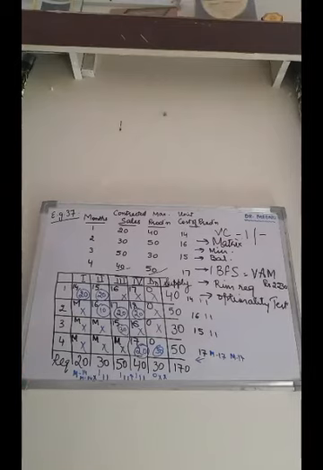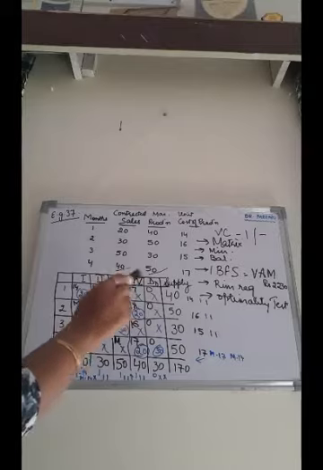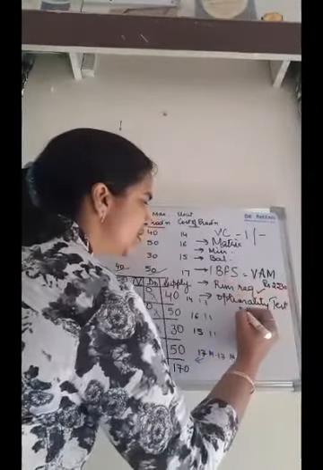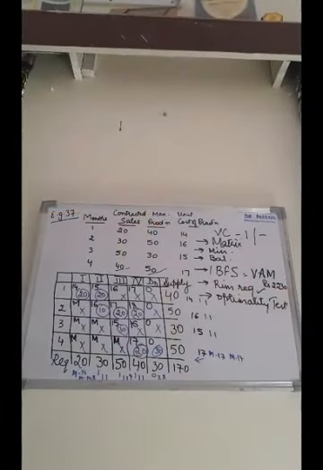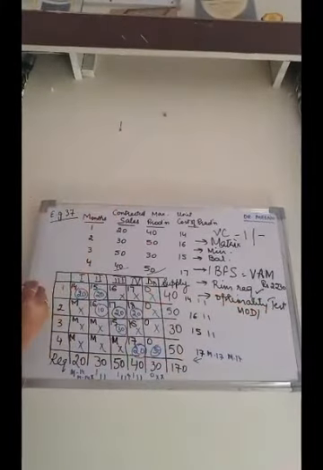The next step is checking for the rim requirement. Rim requirement: the number of allocated cells should be equal to m plus n minus 1. 1, 2, 3, 4, 5, 6, 7, 8. And m plus n minus 1 would be 4 plus 5 minus 1, 8. So rim requirement is satisfied. The solution is non-degenerate. Then we are moving towards the optimality test, and here again we are going to apply the Modi method.